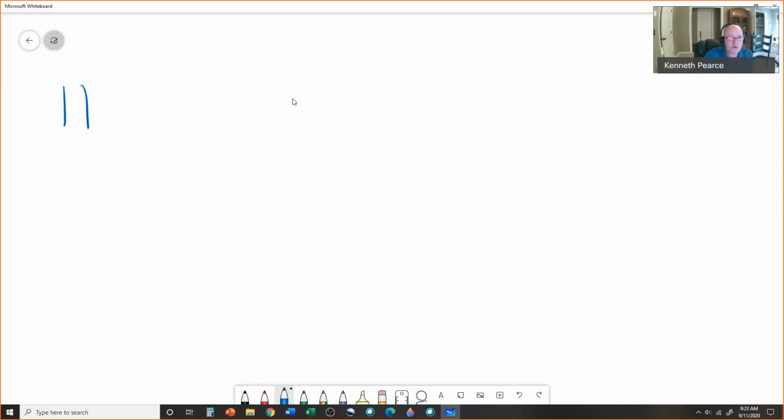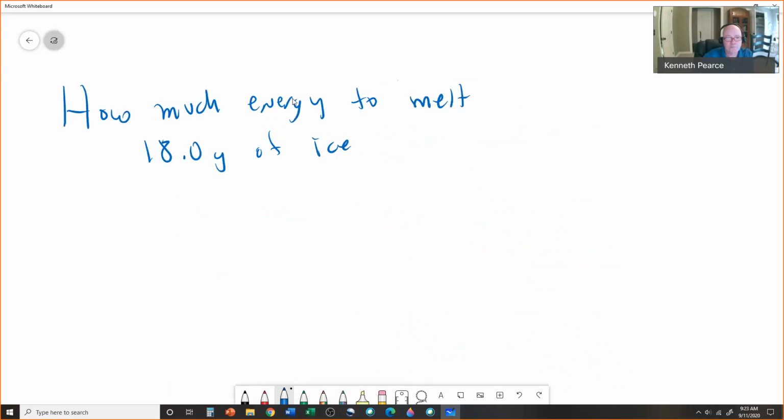Okay, so how much energy to melt 18.0 grams of ice at 0 degrees Celsius? Of course, 0 degrees Celsius being the freezing point or melting point of water. Now notice there's no temperature change.